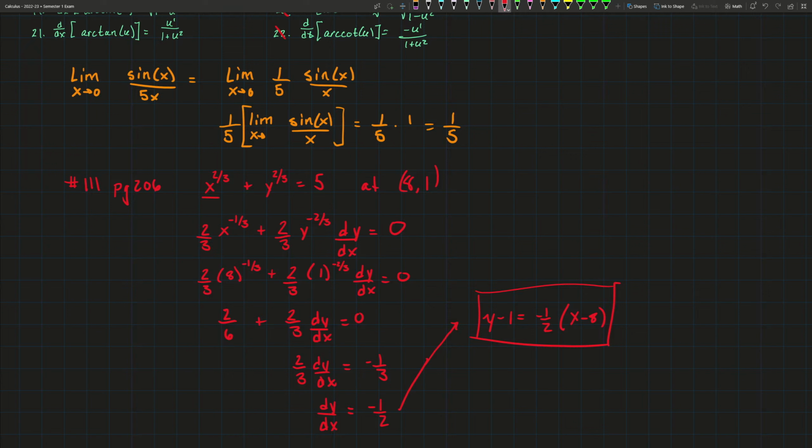Will Newton's method be on the test? Yes, there will be one Newton's method question. Okay, so let's do 207, 131.